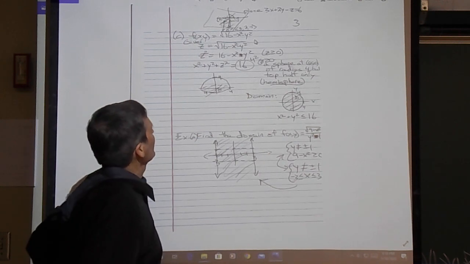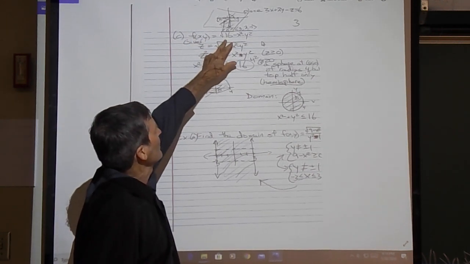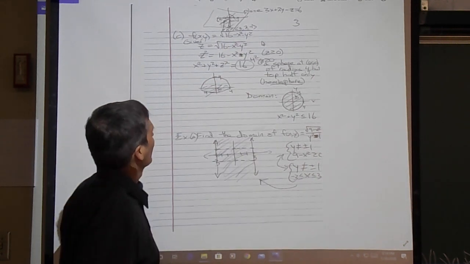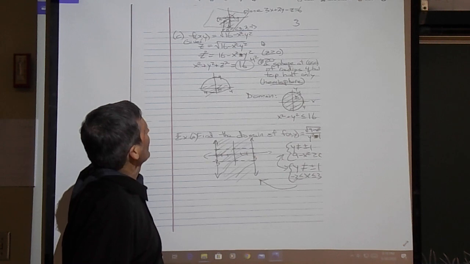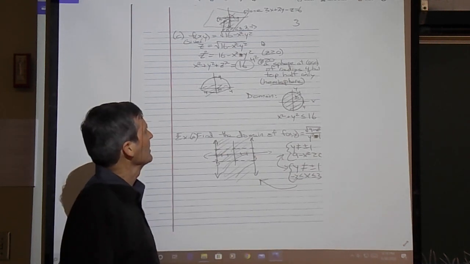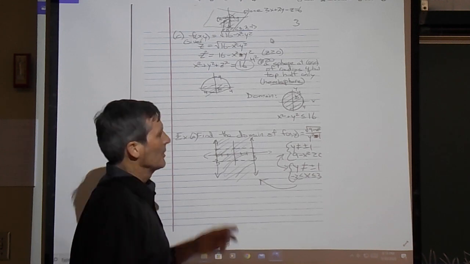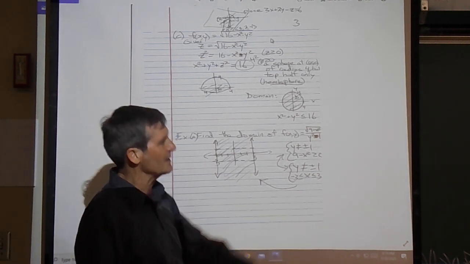Now here's some more functions. Suppose I want to just find the domain of a function. Here's f(x, y) equals the square root of 16 minus x squared minus y squared. What is the domain? There's two things you need to worry about on algebraic expressions. Don't take any even roots of negatives, and don't do any divisions by 0. The rest of it is the domain.